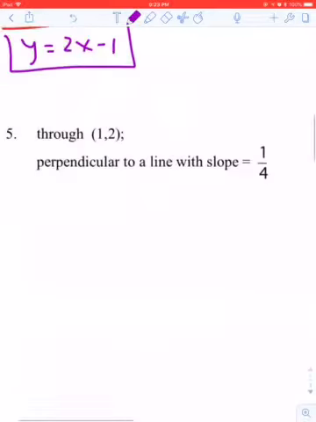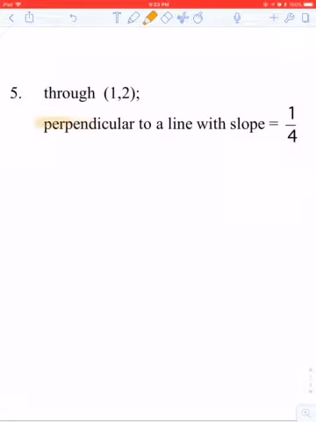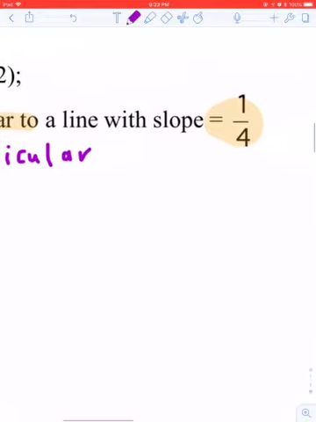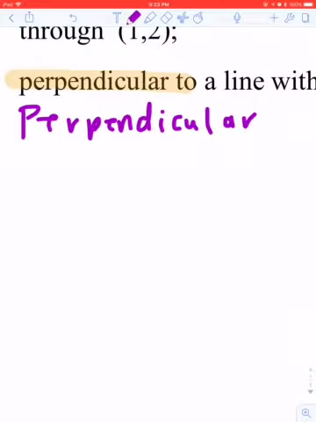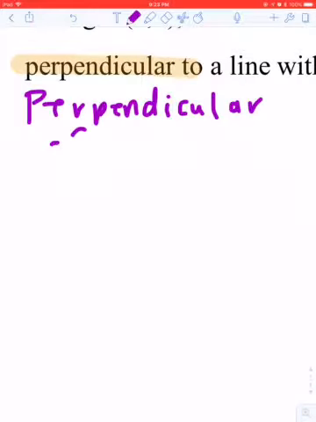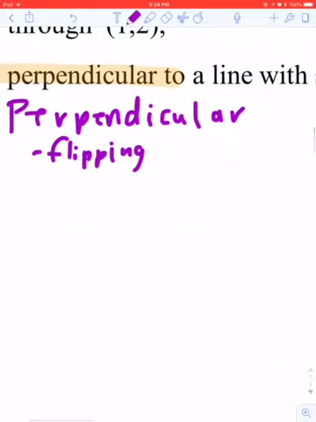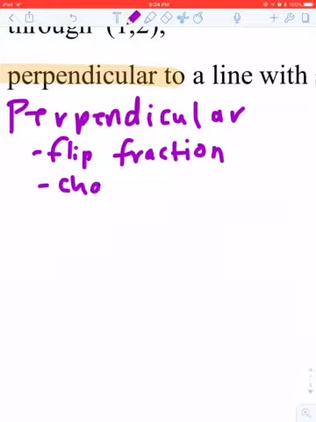Let's look at number 5. First thing, read the directions. Perpendicular with a slope of 1/4. Remember that perpendicular means opposite reciprocal. But remember that opposite reciprocal is a long word. What we're doing is we're flipping it. Flip the fraction, and you have to change the sign.